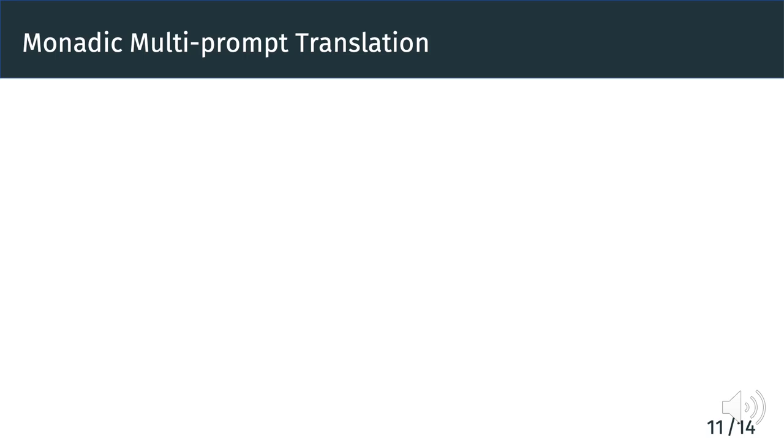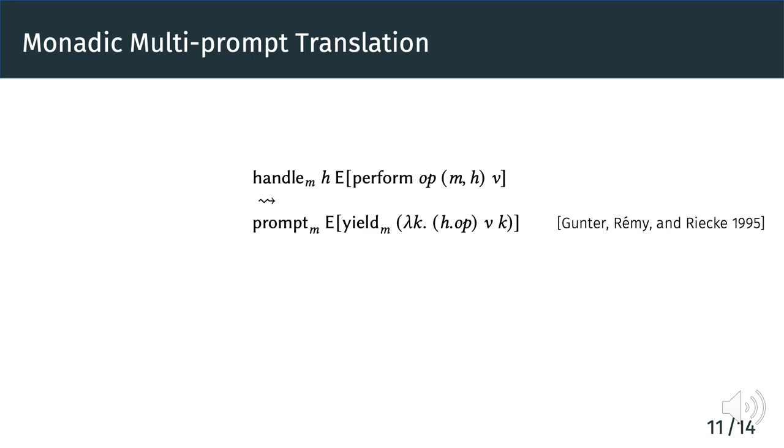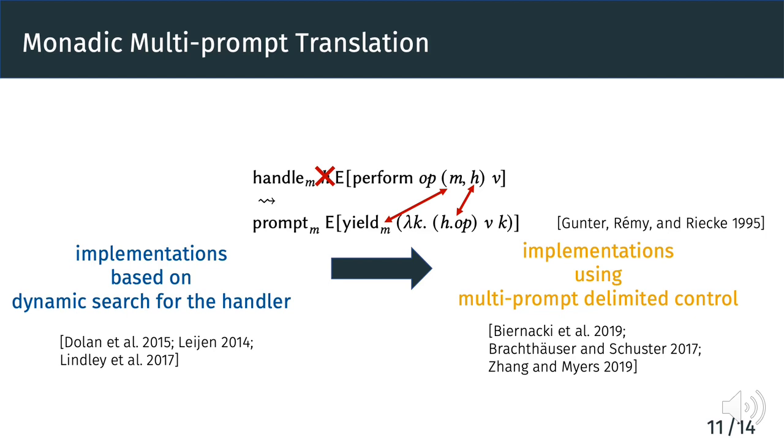Based upon evidence passing, we can then implement handlers using multi-prompt delimited continuations. Specifically, given evidence MH, we can directly yield to a specific prompt N. Moreover, since the evidence provides the handler implementation directly, it is no longer needed in the context. Such translation is very important, as it provides the missing link between traditional implementations based on dynamic search for the handlers and implementations of lexical effect handlers using multi-prompt delimited control.